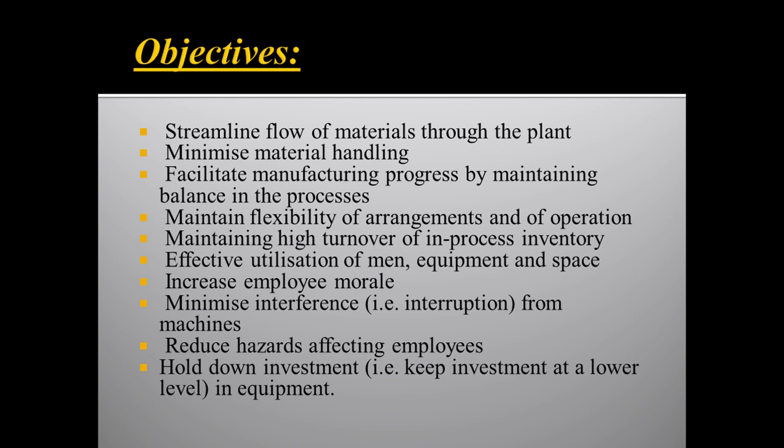Then what are the objectives for factory planning? First is to streamline the flow of materials through the plant. That means how the materials are going to flow in a streamlined manner. That needs to be taken into consideration. For that, factory planning is the most important way.